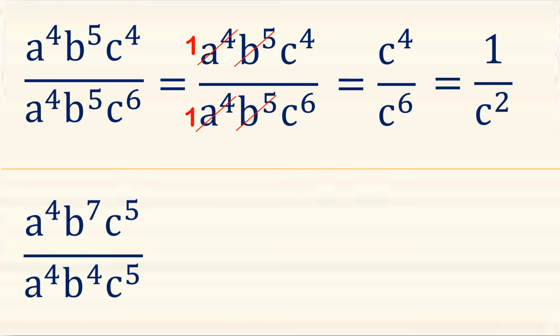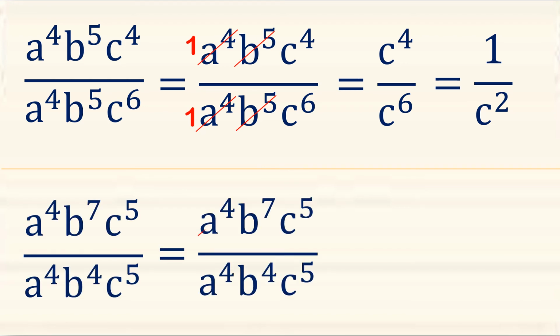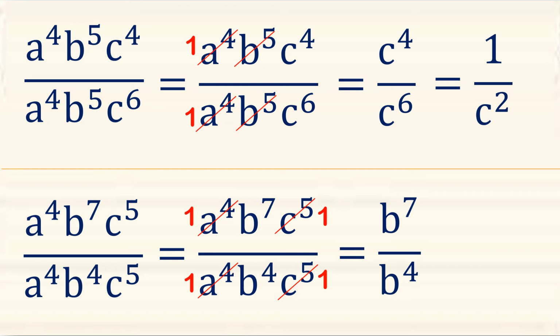Let us have the last one. So from here, we are going to cancel a to the fourth, a to the fourth. And then we can cancel c to the fifth in the numerator and c to the fifth in the denominator. It becomes 1. So from here, we have b to the seventh over b to the fourth. Since 7 is greater than 4, we can have b raised to 7 minus 4. And 7 minus 4 is equal to 3. So we get the final answer, b to the third.